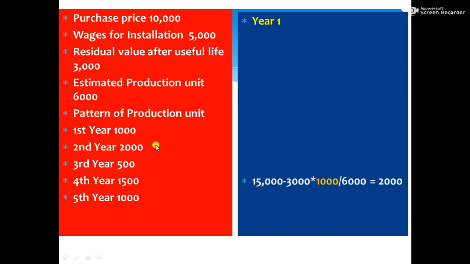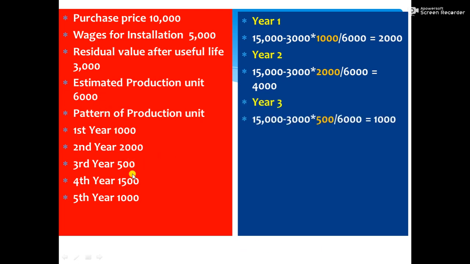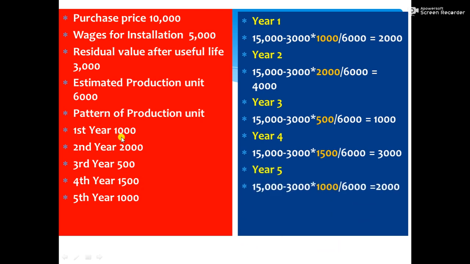Second year depreciation 2,000 divided by 6,000. The ratio is 2,000 divided by 6,000. Third year depreciation, the ratio is 500 divided by 6,000. Fourth year depreciation, the ratio is 1,500 divided by 6,000. Fifth year depreciation is, the ratio is 1,000 divided by 6,000. So first year total depreciation 2,000, second year 4,000, third year 1,000, fourth year 3,000.